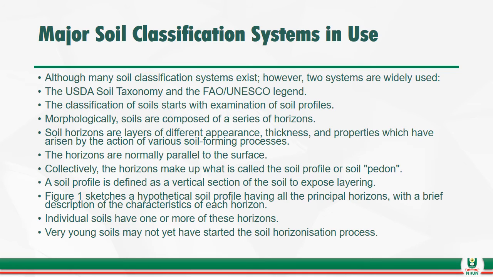Soil horizons are layers of different appearances, thickness, as well as properties which have arisen by the action of various soil forming processes. The horizons are normally parallel to the surface. Collectively, the horizons make up what is called the soil profile. The soil profile is defined as the vertical section of soil exposing its layering.